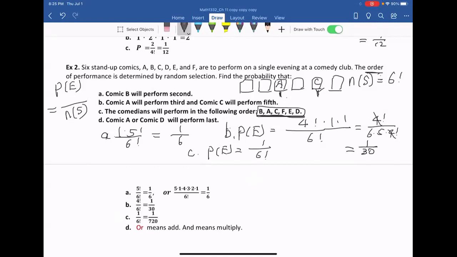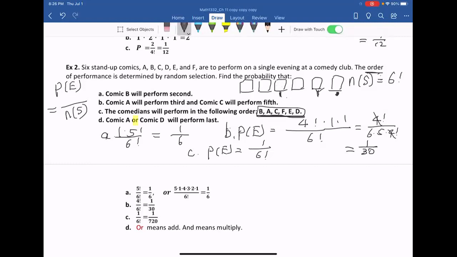And the next question is: comic A or comic D will perform last. I mentioned or. If you see or, you add two probabilities together. So comic A or comic D performs last. So I still use these 6 positions. So the last position could be A or D.